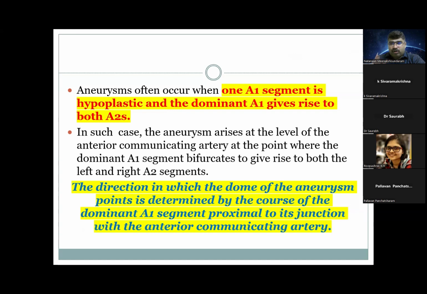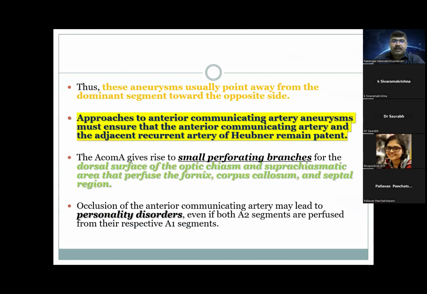So the projection of the dome of the aneurysm is decided by the blood flow, or the dominant side of the A1. That is what they are trying to say here. The direction in which the dome of the aneurysm points is determined by the course of the dominant A1 segment proximal to its junction with the anterior communicating artery. Thus, these aneurysms usually point away from the dominant segment towards the opposite side because of the direction of the blood flow.